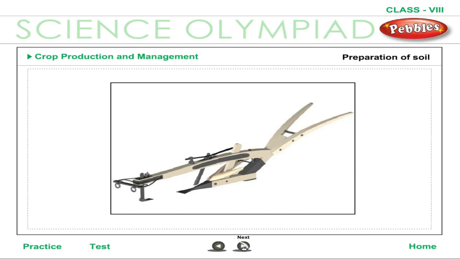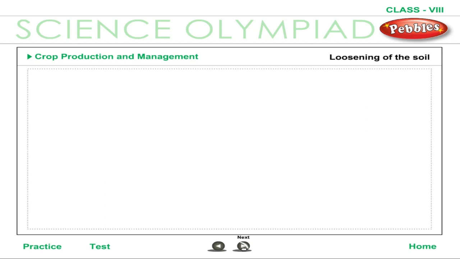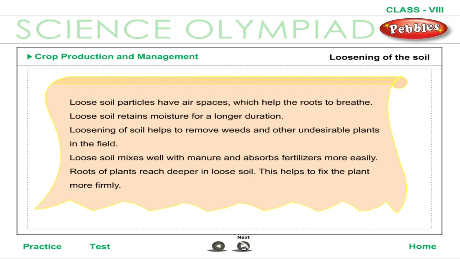Loosening of the soil is important because loose soil particles have air spaces which help the roots to breathe. Loose soil retains moisture for a longer duration. Loosening of soil helps to remove weeds and other undesirable plants in the field. Loose soil mixes well with manure and absorbs fertilizers more easily. Roots of plants reach deeper in loose soil. This helps to fix the plant more firmly.